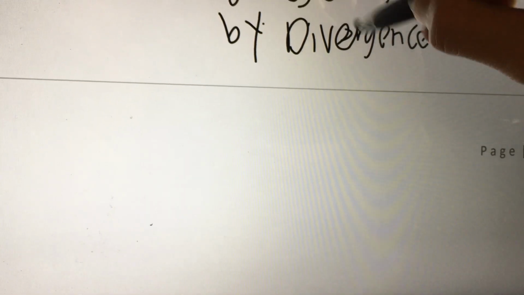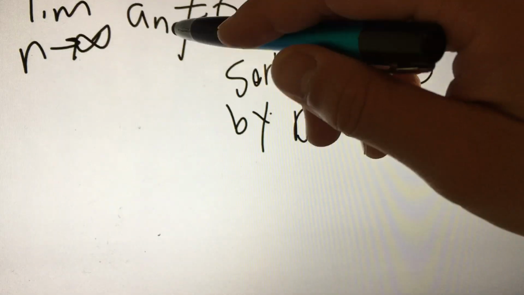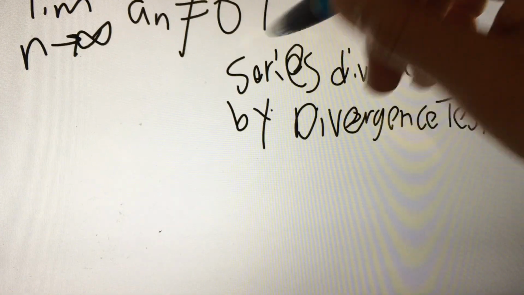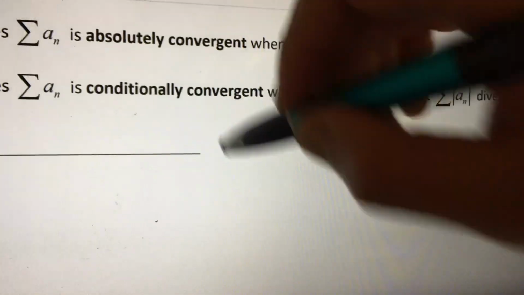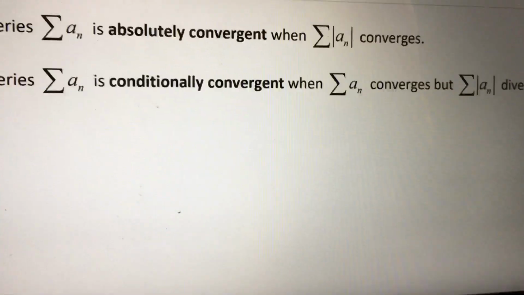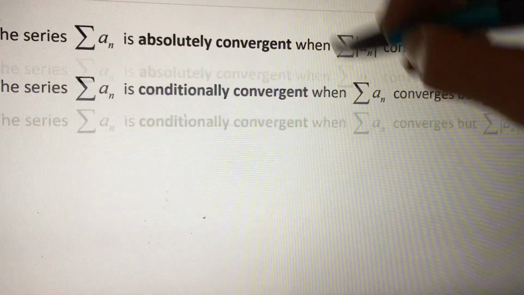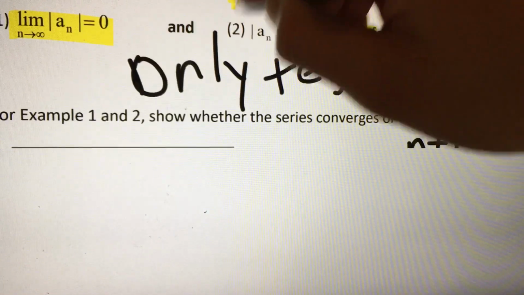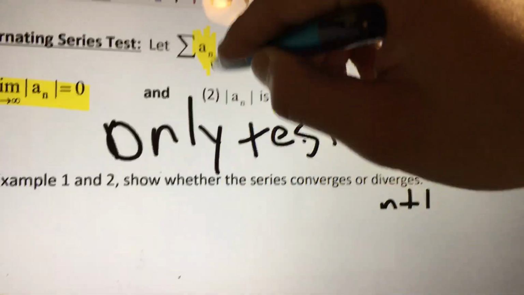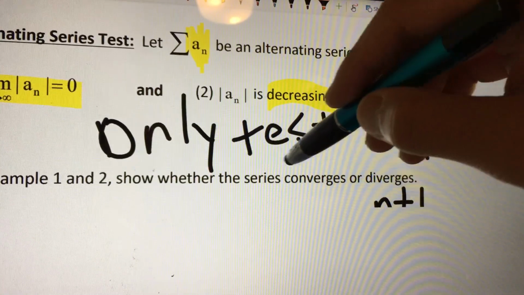Now, the divergence test is when the limit as n approaches infinity of a sub n does not equal 0. That's when you know it diverges. So, it's a good thing to know. Now remember earlier when I was talking about the alternating series test for this regular a sub n, right here, regular a sub n, correct?